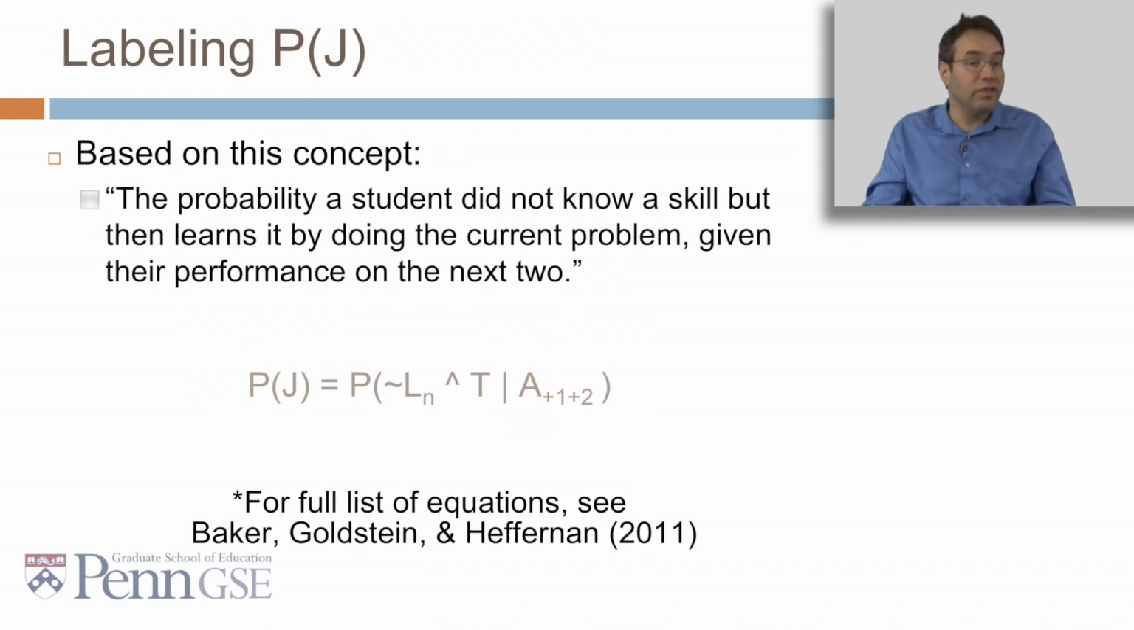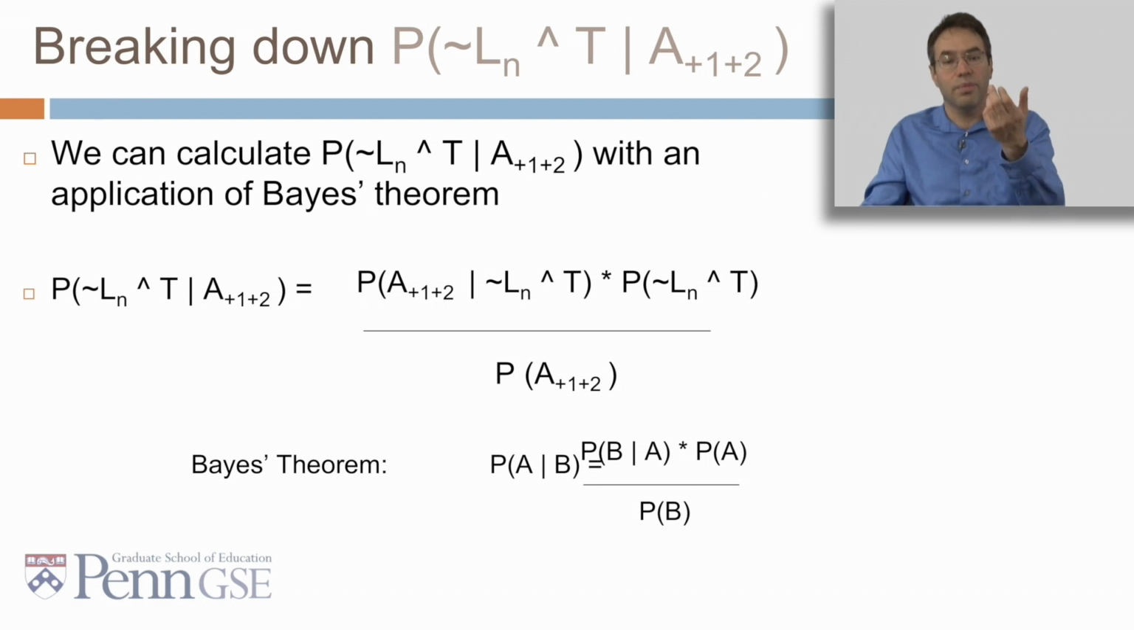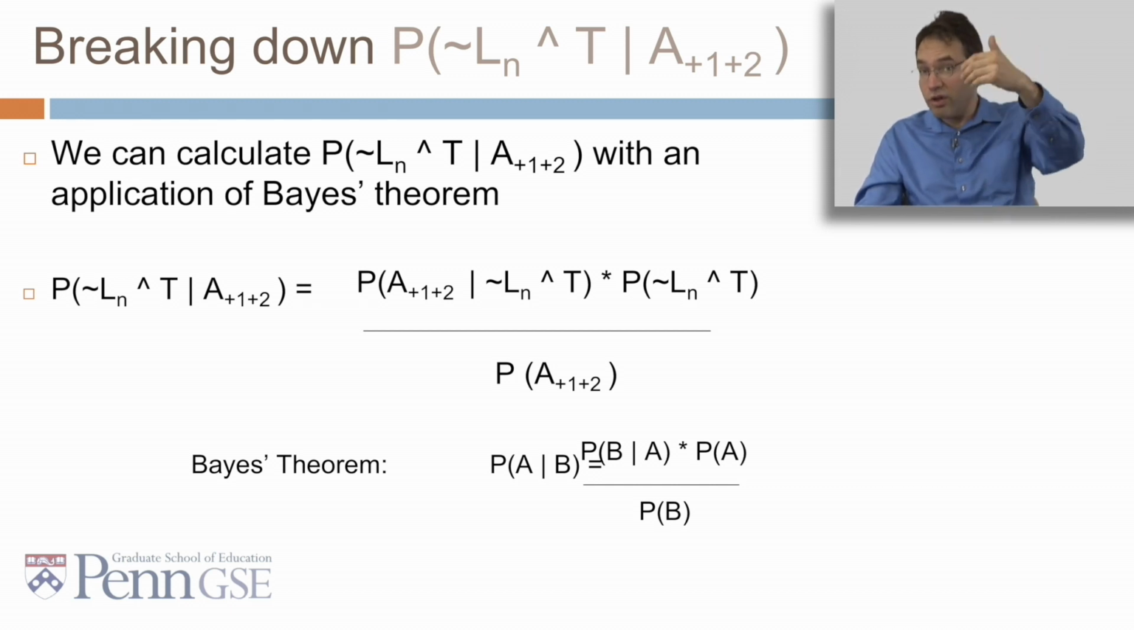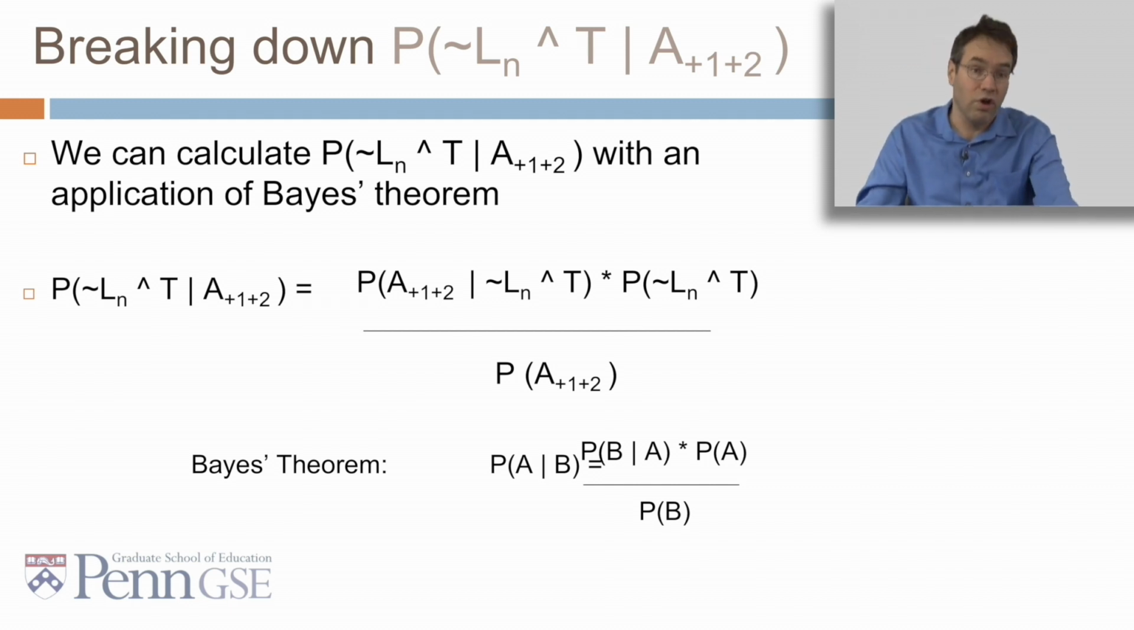P of j is labeled based on the concept, it's very similar to the contextual guess and slip model, the probability a student didn't know a skill but then learns it by doing the current problem, given their performance on the next 2. We can calculate the probability that they didn't know it and they learned it from those next 2 actions with an application of Bayes' theorem. So we say the probability they didn't know it and learned it, given the next 2 actions, is the probability of those next 2 actions, given that they didn't know it and they learned it, times the probability that, in general, regardless of those 2 actions, they didn't know it and they learned it, over the probability of those next 2 actions across all contexts.